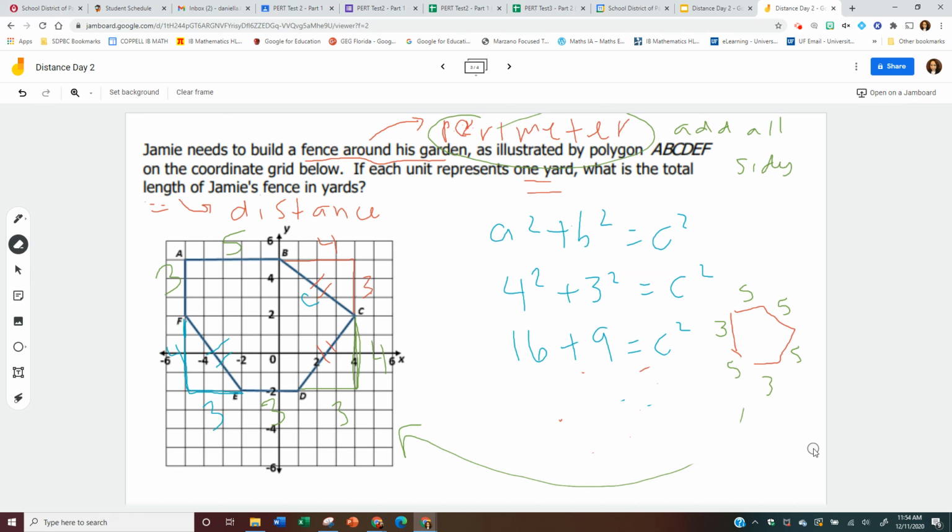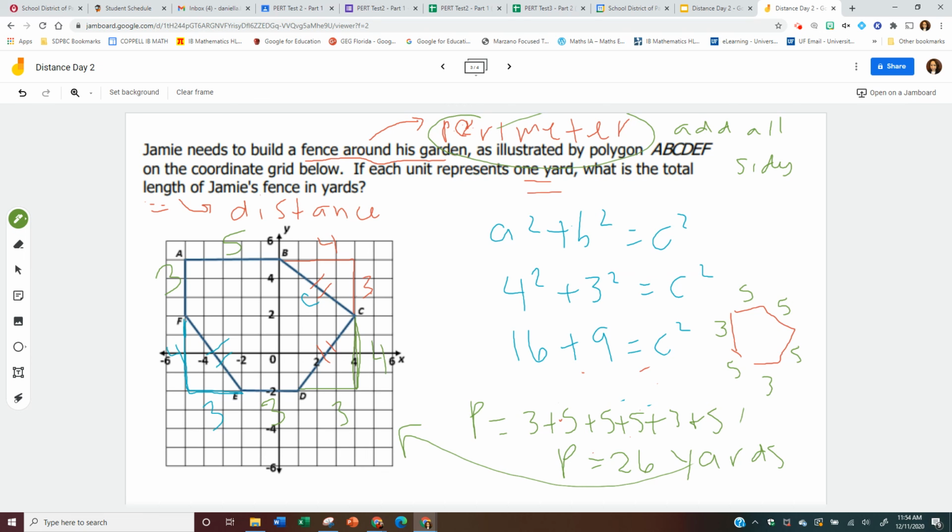So to find the perimeter, which I'm going to denote as P, P is 3 plus 5 plus 5 plus 5 plus 3 plus 5. I'm adding all of the sides, and that should give me my perimeter. 5 plus 5 plus 5 plus 5 is 20, and 3 plus 3 is 6. So the perimeter comes out to 26, and it says each unit is 1 yard. So 26 yards is the perimeter, and so the fence is 26 total yards.